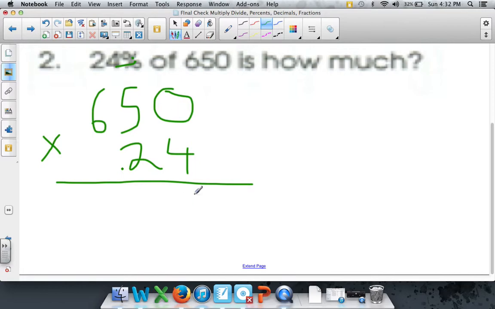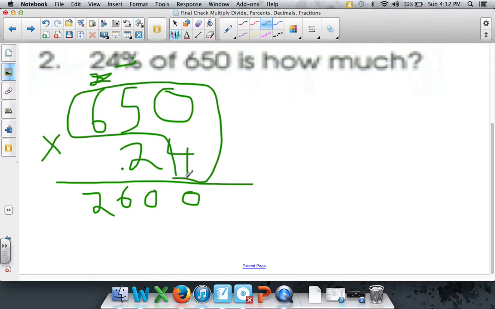4 times 0 is 0. 4 times 5 is 20. Carry the 2. 4 times 6 is 24. Plus the 2 is 26. Yay, we carried the 2. Now we can have our turtle head. Remember the turtle head? You remember the turtle head. He's got to lay an egg. And we can keep going again.